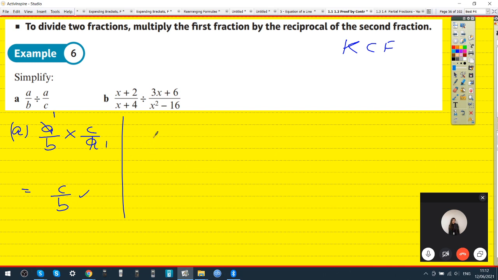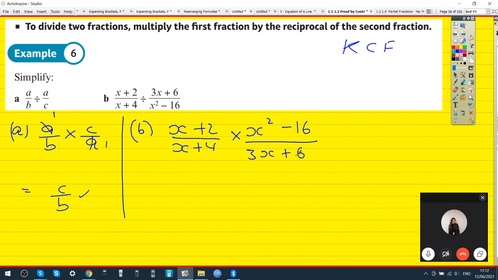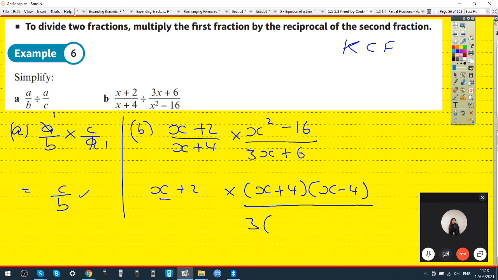So you make it times x squared minus 16 over 3x plus 6. Okay. Next. And then you want to make the top x squared minus 16, so x plus 16, x minus 16? Square root of 16, oh, 4. So x plus 4, x minus 4. What about the bottom? Can you factorize that? Factorize that 3, so you make it 3 brackets x plus 2.